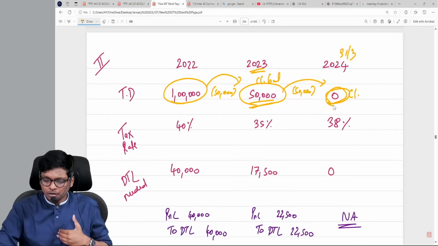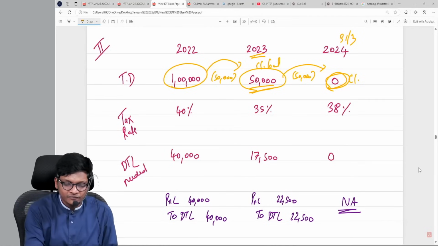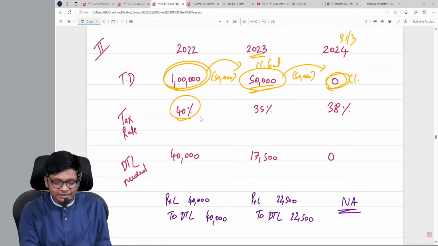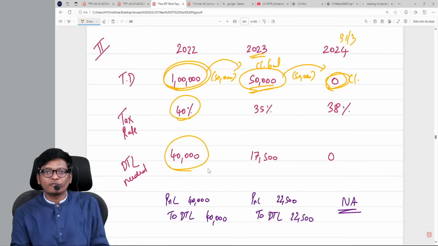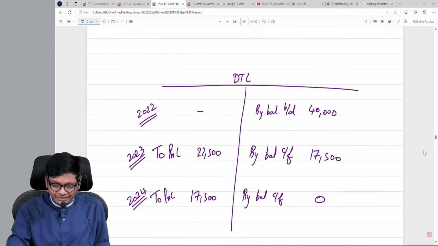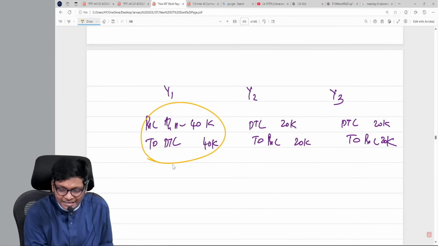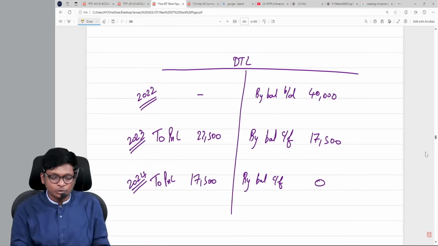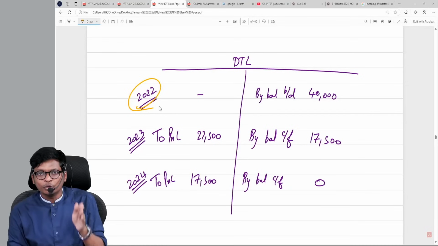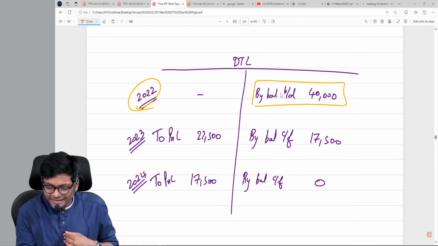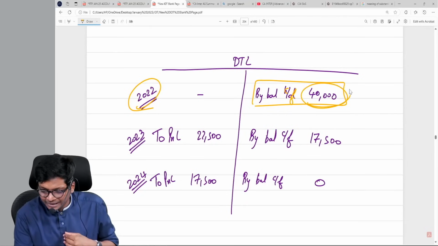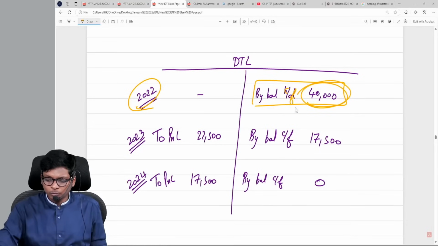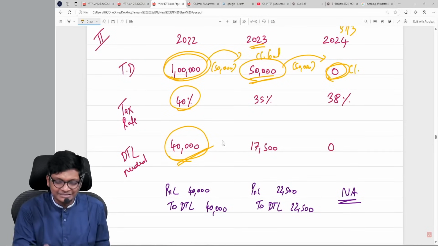This is clear. Now first year what I did, sir, in first year out of this 1 lakh at a tax rate of 40%, we need deferred tax liability of 40,000. So you created year 1 P&L to deferred tax liability 40,000, and first year my ledger will look like this. In 2022 year ending, by balance carried forward, new closing balance is going to be 40,000. I hope this part is clear for you. So year 1 I have created a deferred tax liability.